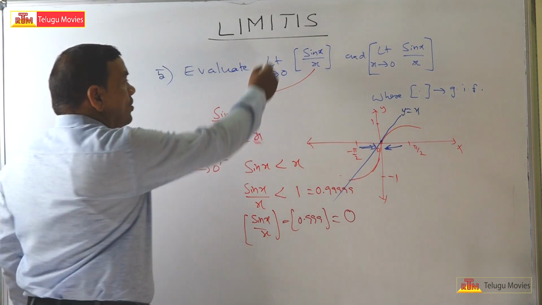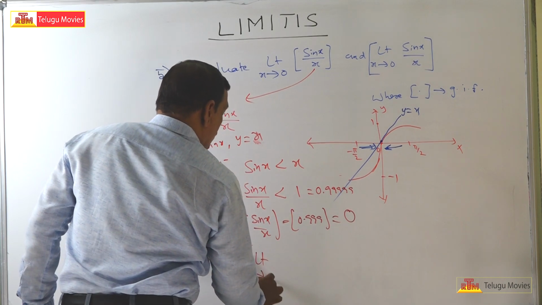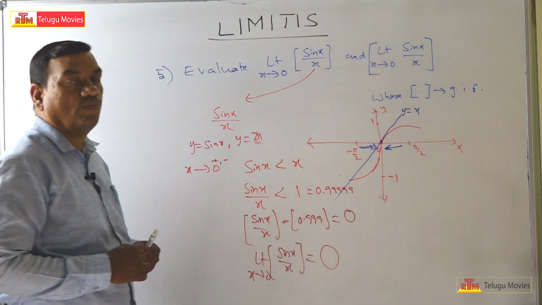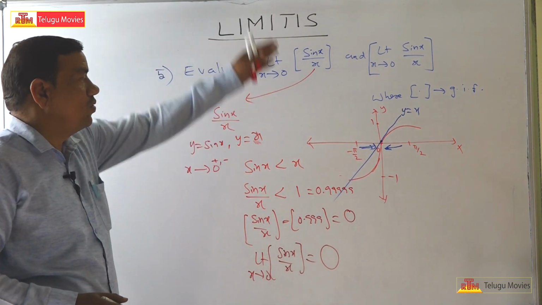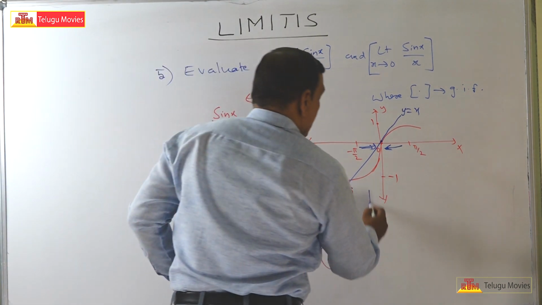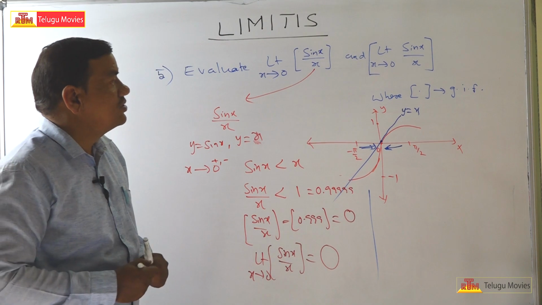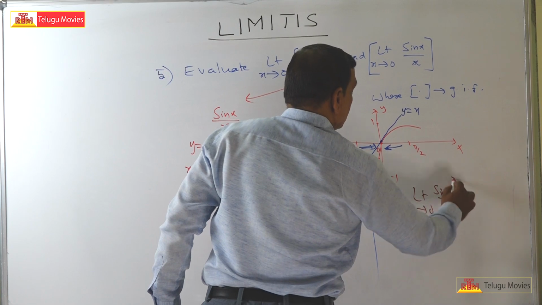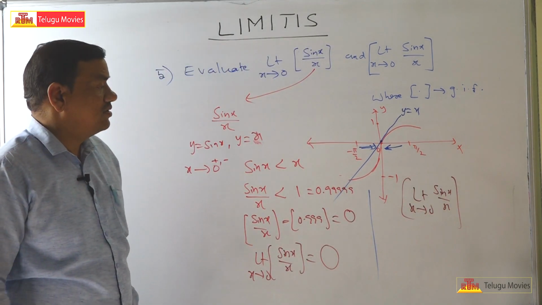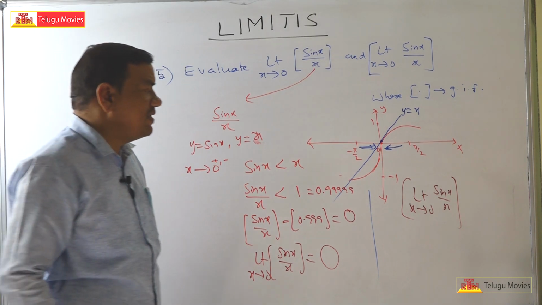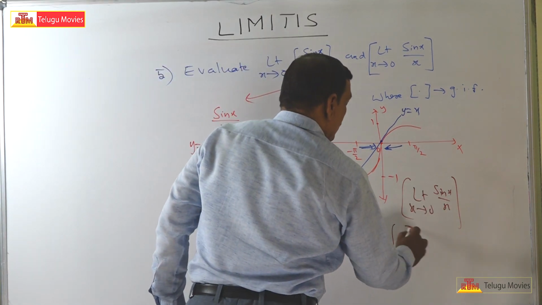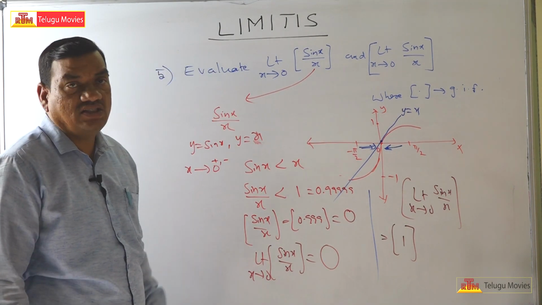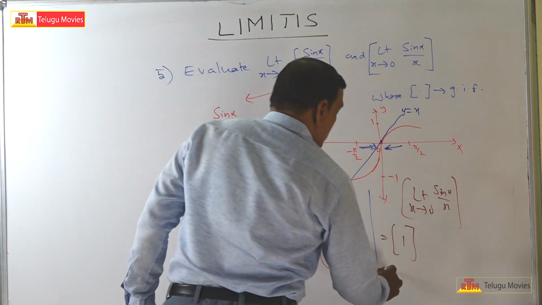Therefore, the limit as x tends to 0 of the greatest integer of sin x by x is 0. Now what about the other case? The limit as x tends to 0 of sin x by x, in whatever function it is present, we know this value is 1. Already we know the theorem, where x is measured in radians. So the greatest integer of 1 is equal to 1.